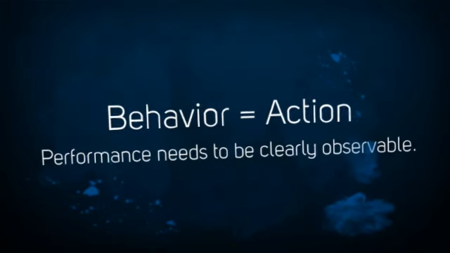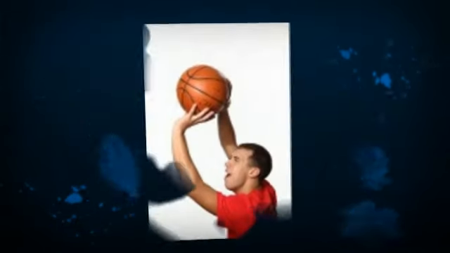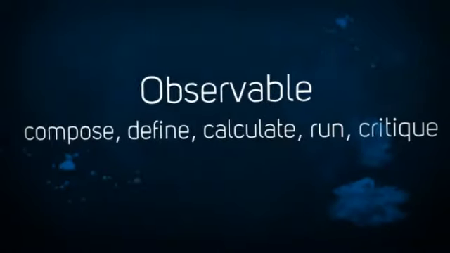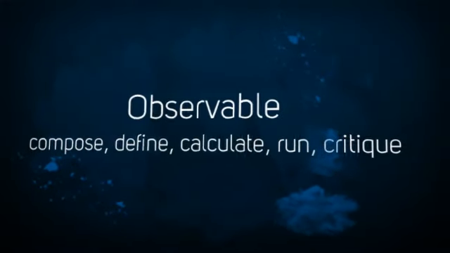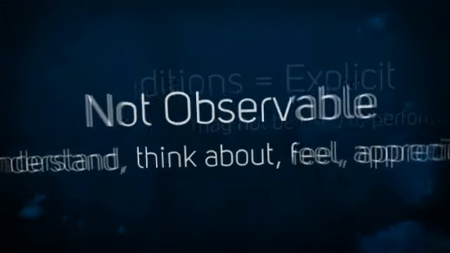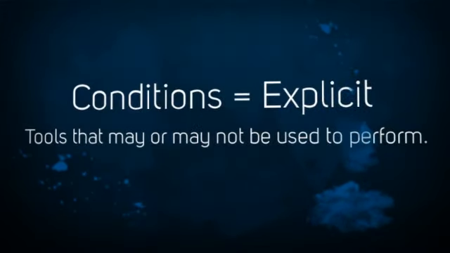Well, the first thing is that the behavior has to be an action. It has to be clearly observable. And that's where most people fall into a trap: they pick a performance that is not observable. It has to be performance. It has to be something that you can observe.